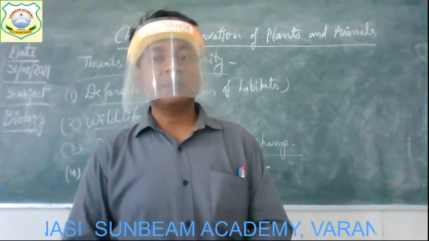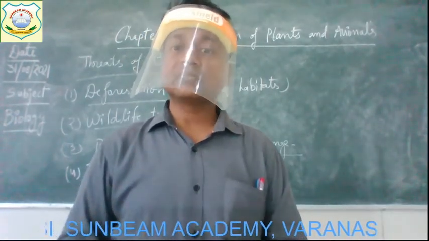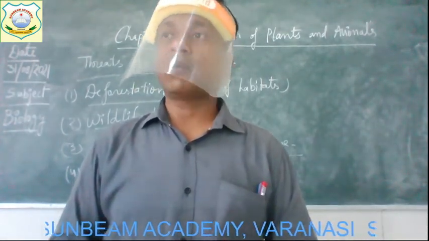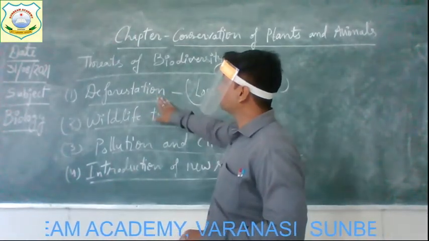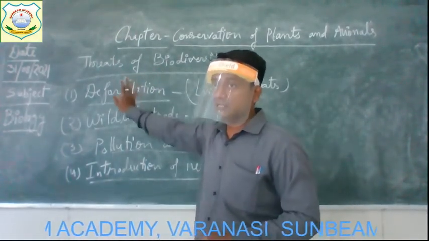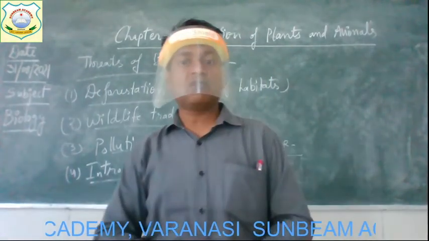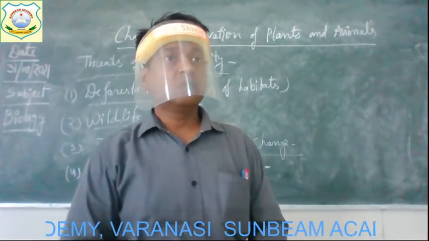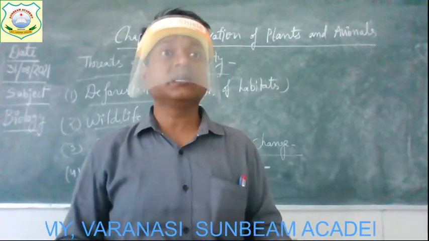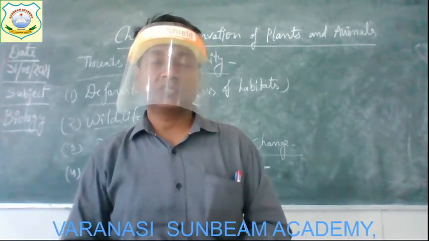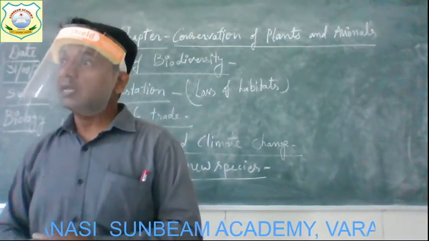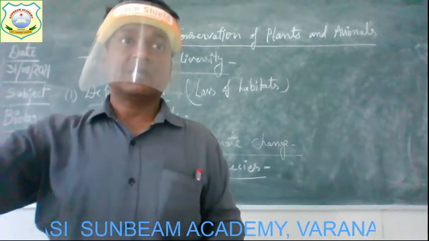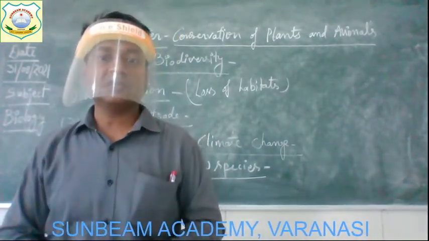Now the next topic is consequences of deforestation. As we have studied, deforestation is one of the threats to biodiversity. So because of this deforestation, what happens? What is the result of deforestation? Different consequences are listed in your chapter.